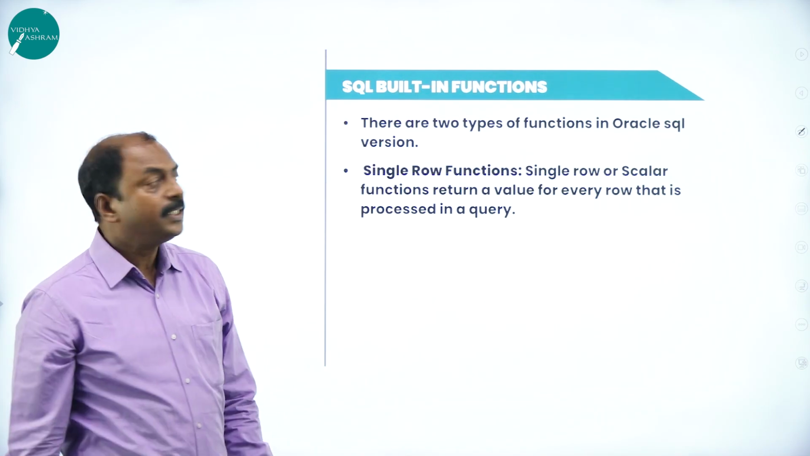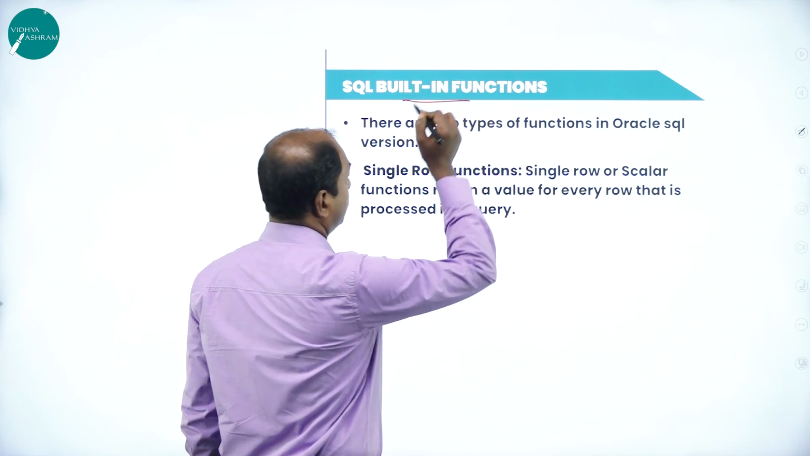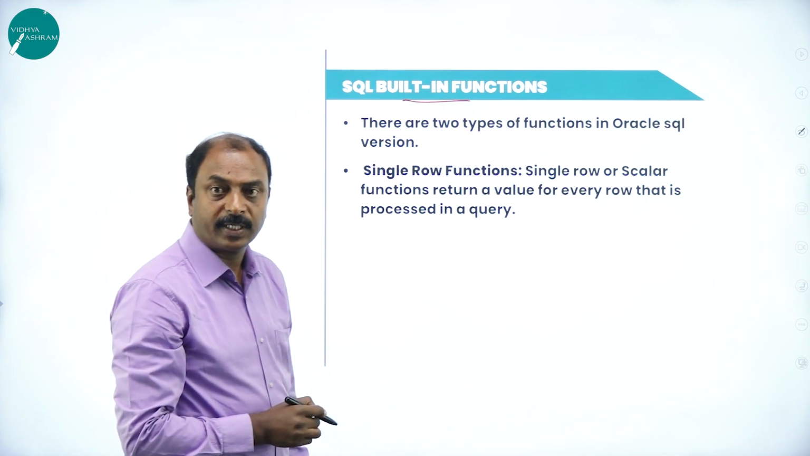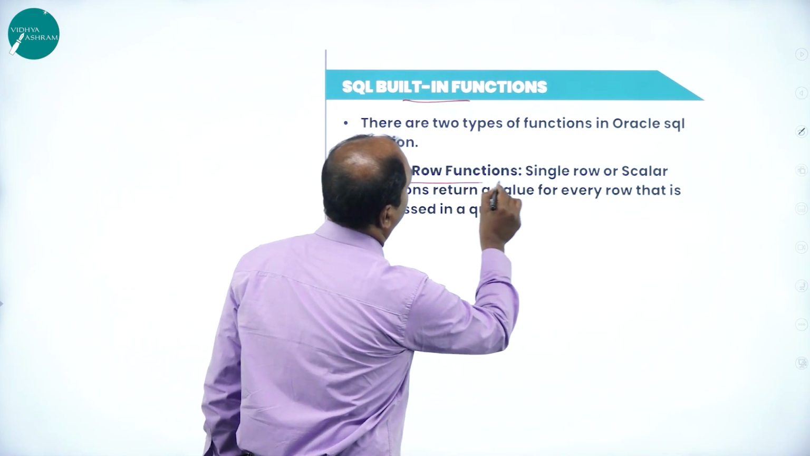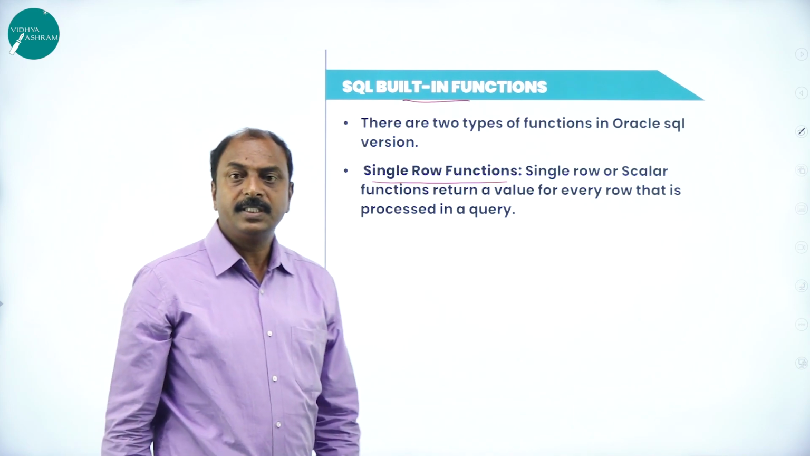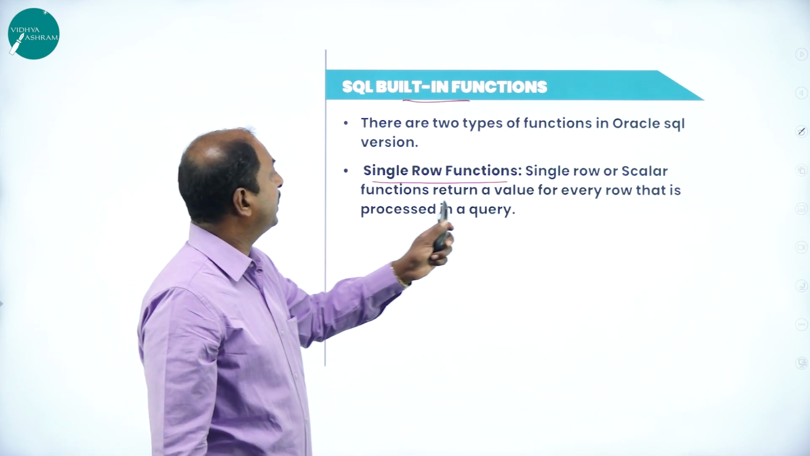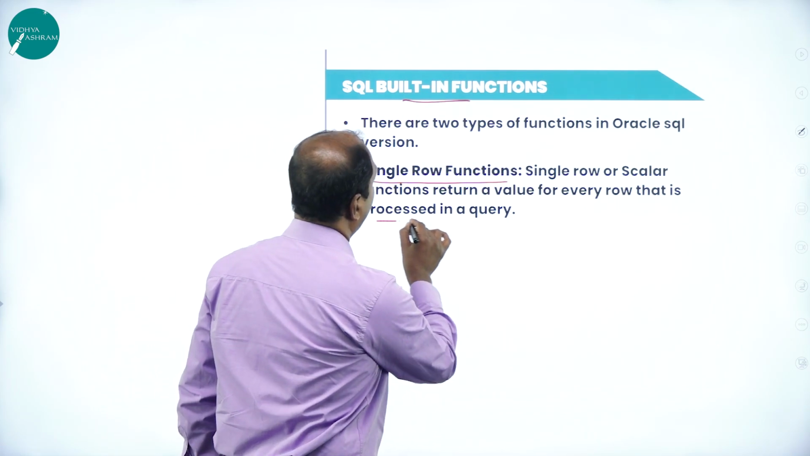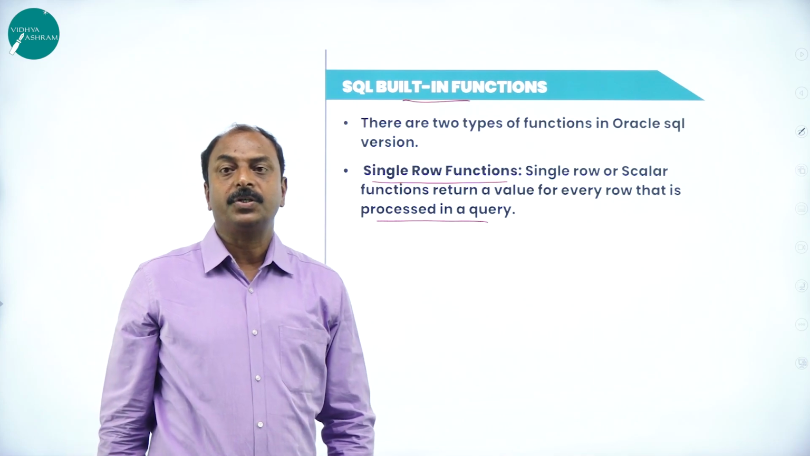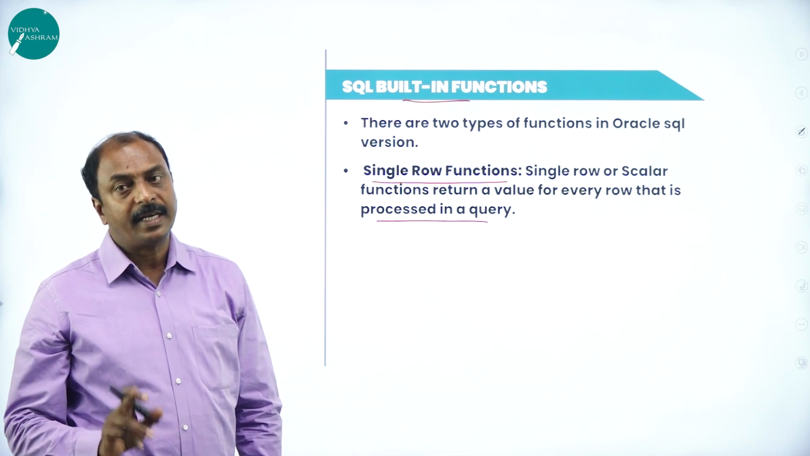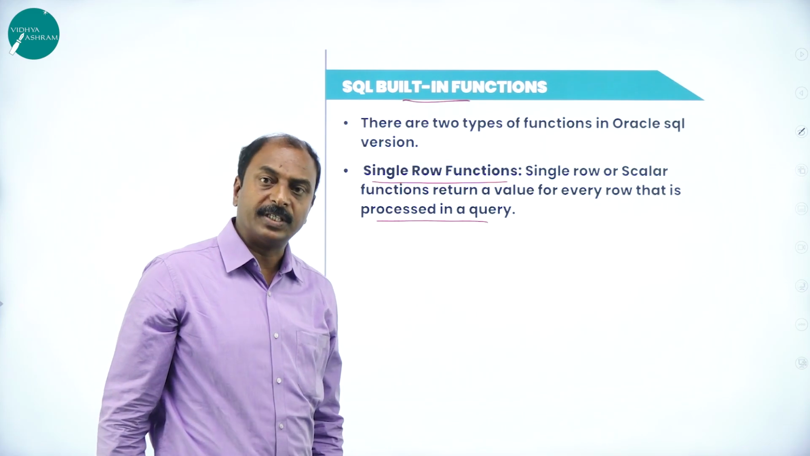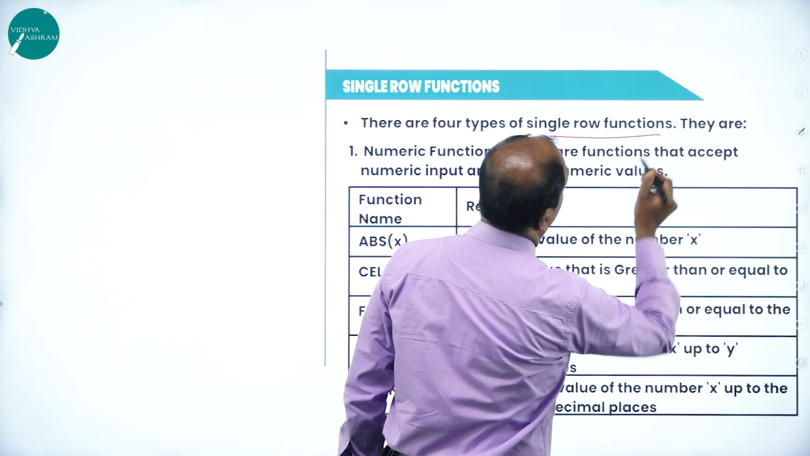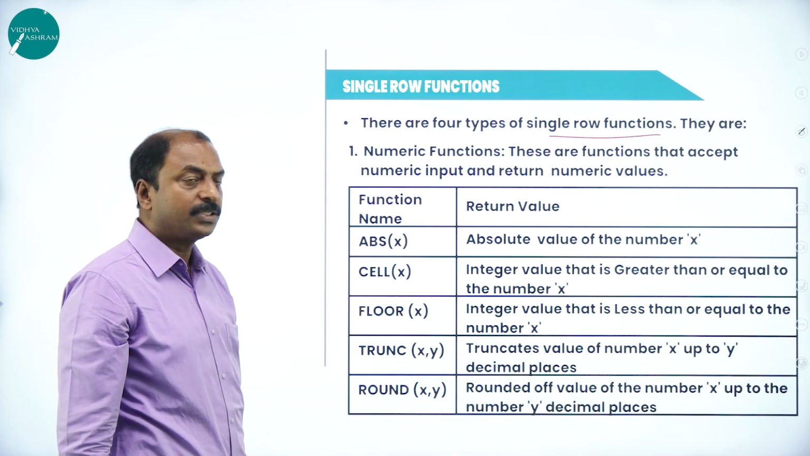Next concept is SQL built-in functions or inbuilt functions. There are two types of functions. One is single row functions. What are single row functions? A single row or scalar function returns a value for every row that is processed in a query. It works on a particular row, that is, a particular record. So that is single row functions. There are four types of single row functions.